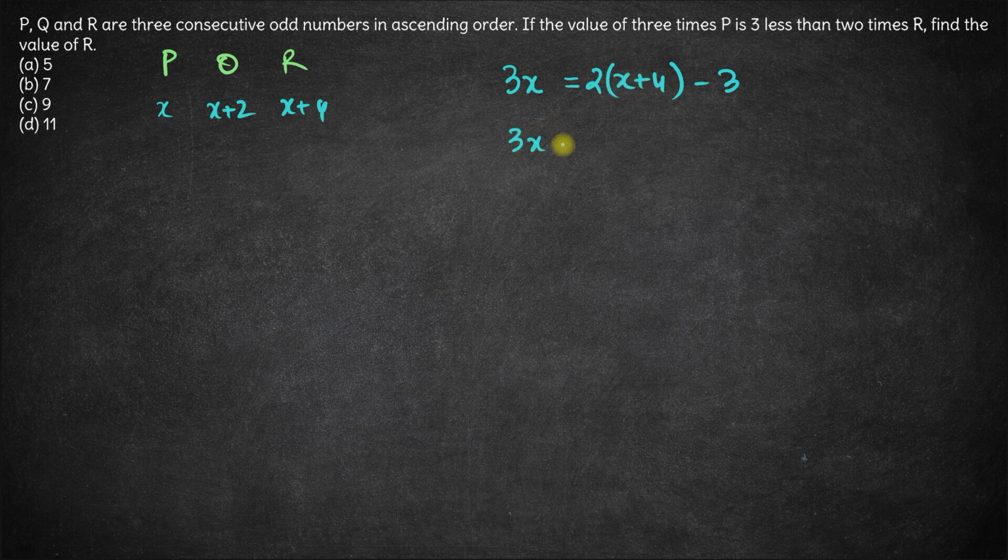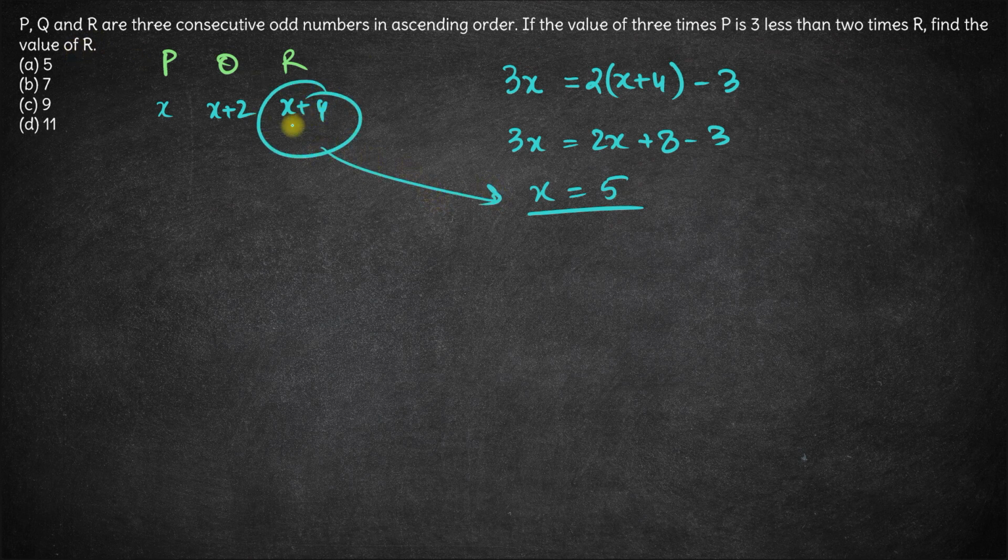So let's solve this. We have 3X is equal to 2X plus 8 minus 3. So 3X minus 2X is 8 minus 3, which is 5. So the value of X comes out to be 5 here. Now the question is, find the value of R. Now R is X plus 4, where X is 5. So 5 plus 4 is 9. So the value of R is option C, 9 here.